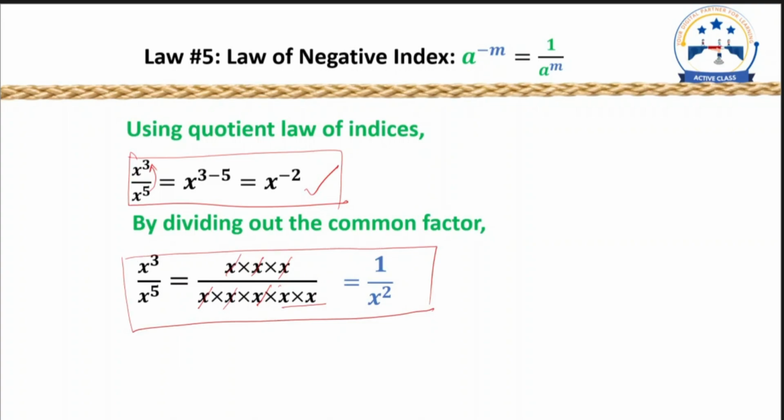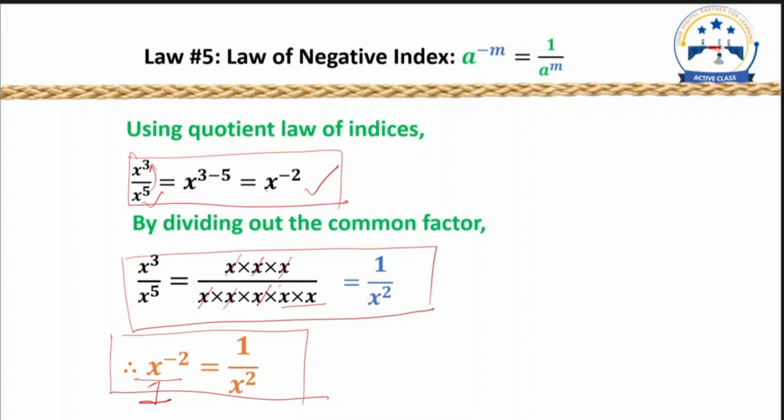These two things are obtained from the same expression. Therefore, we can say that x power minus 2 is 1 by x squared. It means if you have a negative power, we can simply take the reciprocal. Like this, x power minus 2 has 1 in the numerator and x power 2 in the denominator, and the power becomes plus 2.